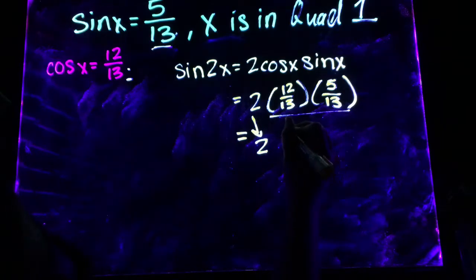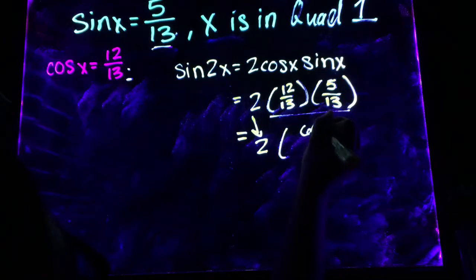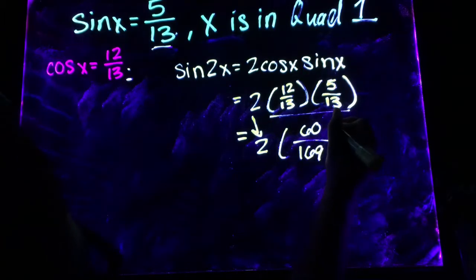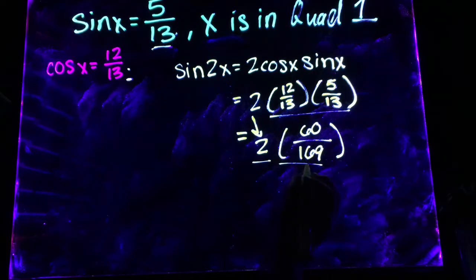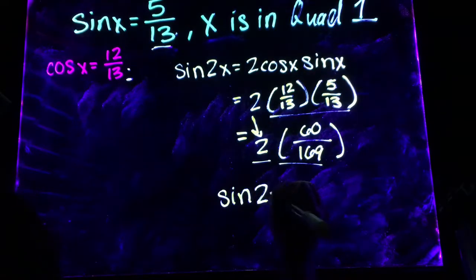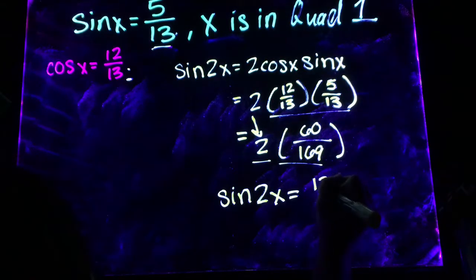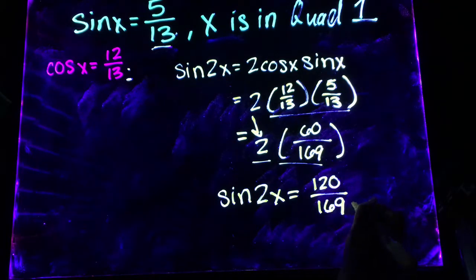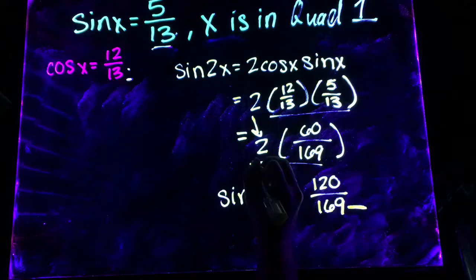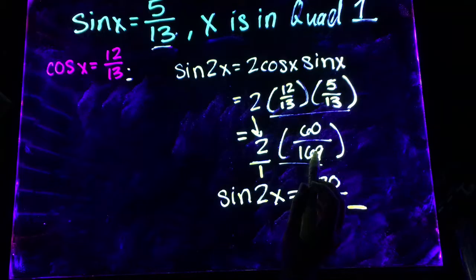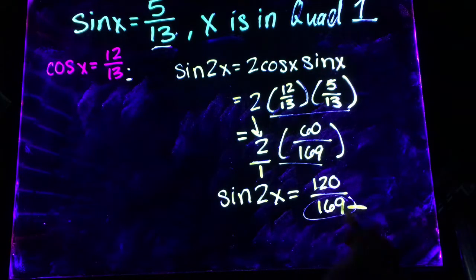12 times 5 is 60. And then 13 times 13 is 169. So now you multiply this fraction by your 2. And you're left with sine of 2x equals 120 over 169. This 169 right here did not change because up here it's like you're multiplying it by 2 over 1. So 2 times 60 is 120 and 1 times 169 is 169.